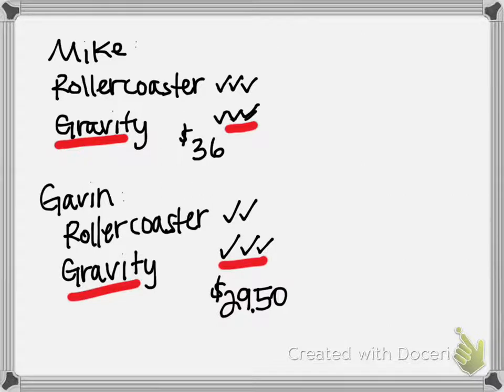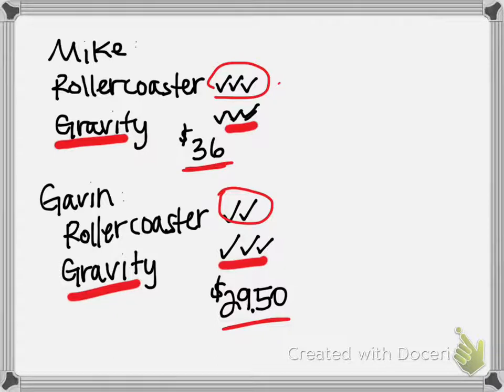So if you look, the nice thing is, if you look at the Gravity Free Fall, they both rode that 3 times. So kind of like what we talked about in class, if they've both ridden that 3 times, we can then just look at the roller coaster and see that, hey, Mike rode it 1 more time than Gavin did. So he has 1 more than Gavin does. And since everything in the Gravity one stayed the same, the only difference is that Mike rode it 1 more time.